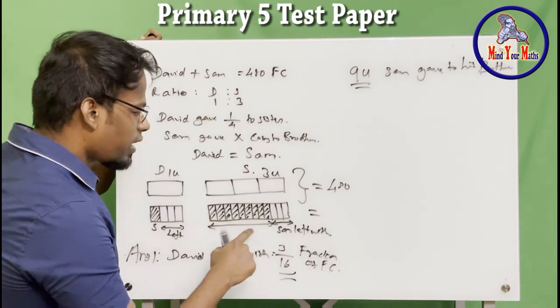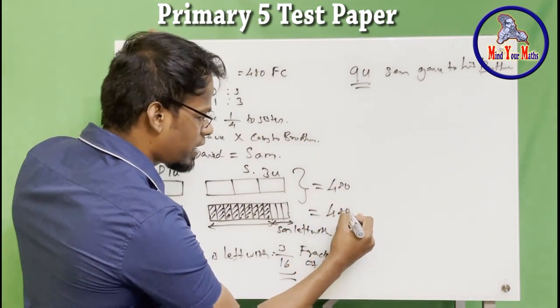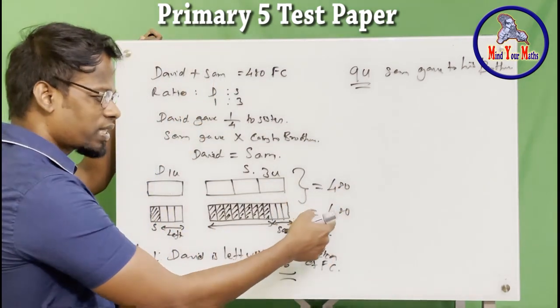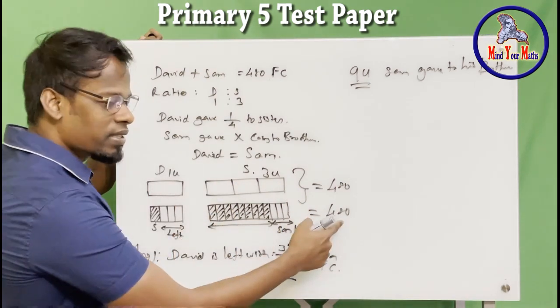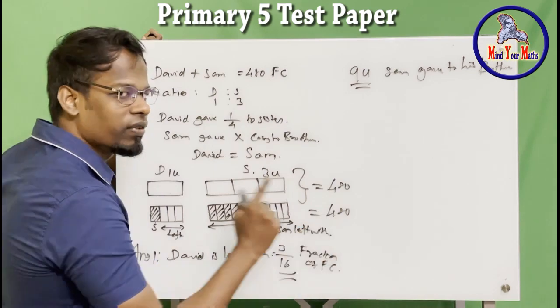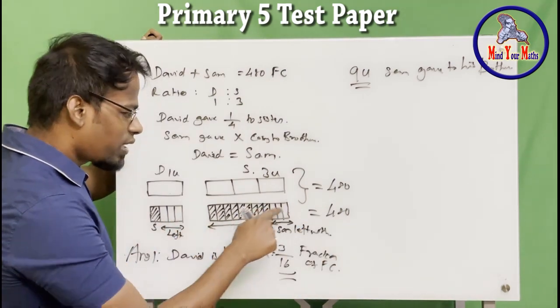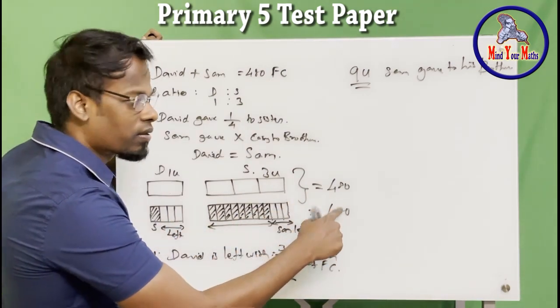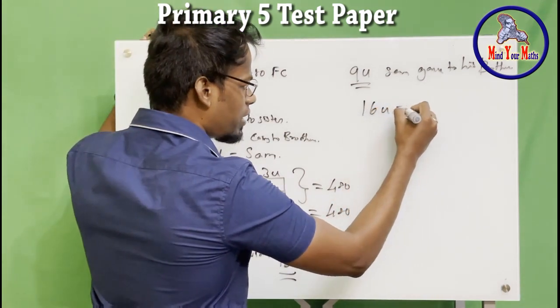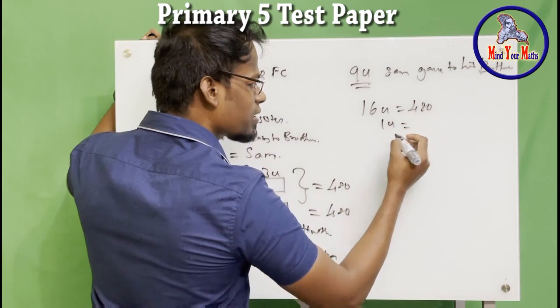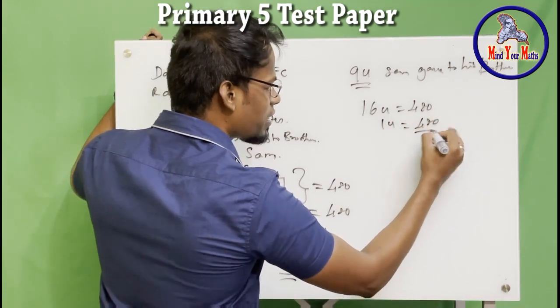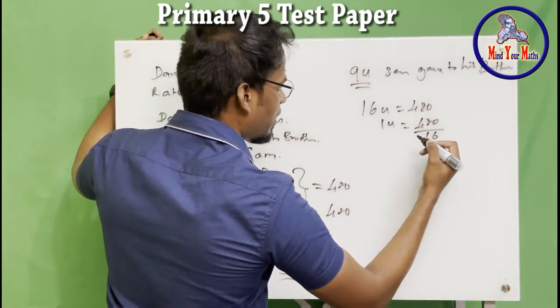See, 16 units is equal to 480. That's what is given in the problem. We have just split this unit into smaller ones, but this side has never changed. This one is always 480. So 16 units is 480. What is 1 unit in that case? 480 divided by 16. Very good.